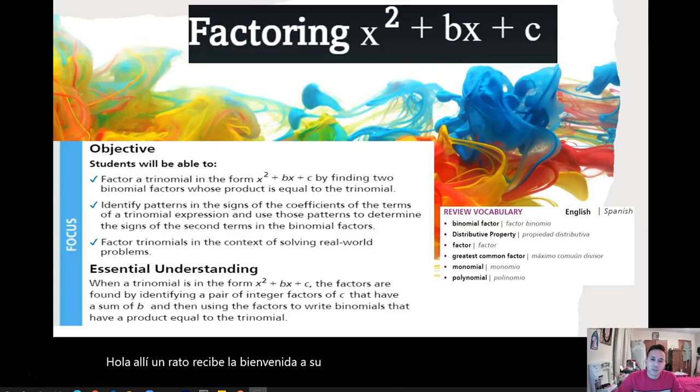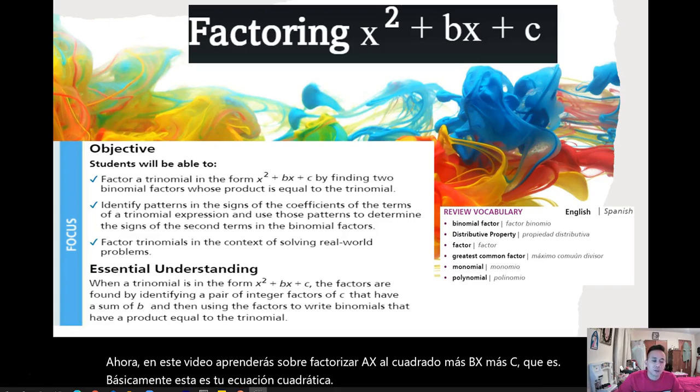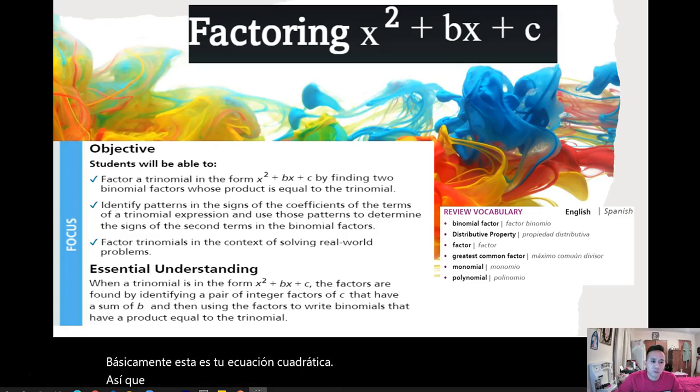In the previous video on our previous topic, we discussed factoring using GCF. Now, in this video, you will be learning about factoring x squared plus bx plus c, which is basically your quadratic equation.